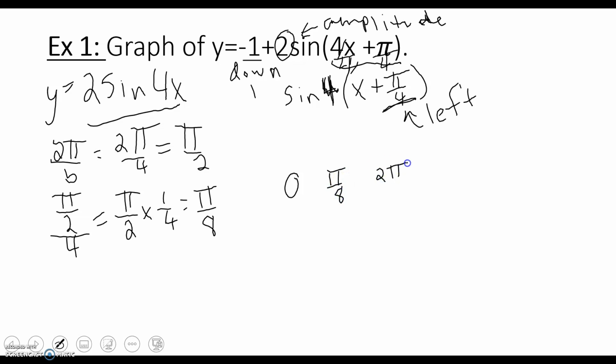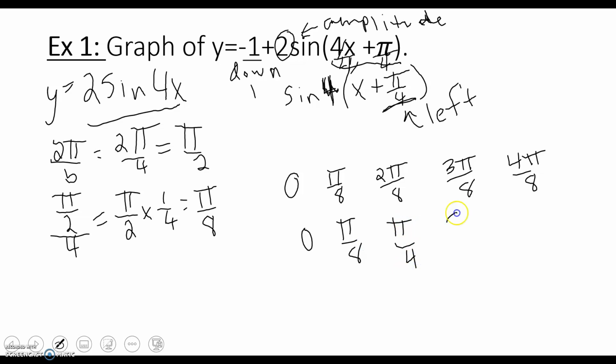Then it will be 2 pi over 8. Then it will be 3 pi over 8. And then it will be 4 pi over 8. So we start with the 0, and then we just add pi over 8 each time, 4 times, okay? And the 2 pi over 8 reduces down to pi over 4. 3 pi over 8 stays the same. And 4 pi over 8 reduces down to pi over 2.